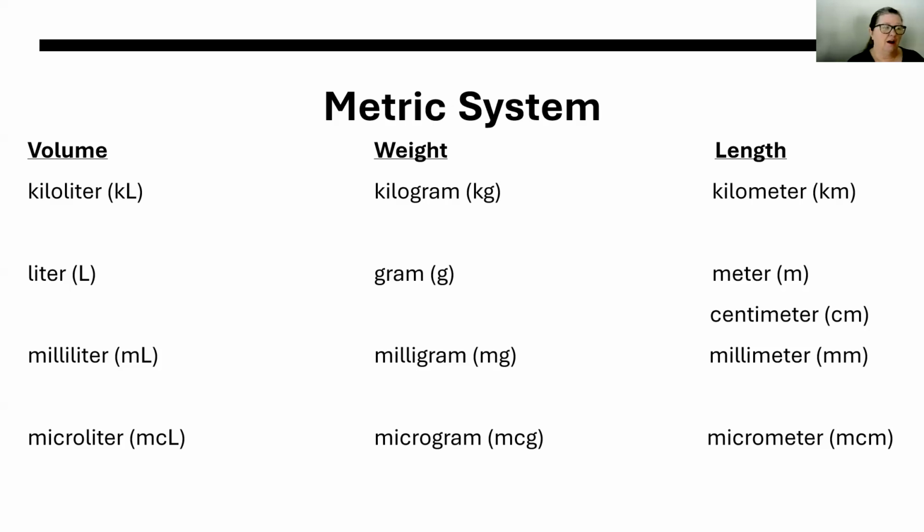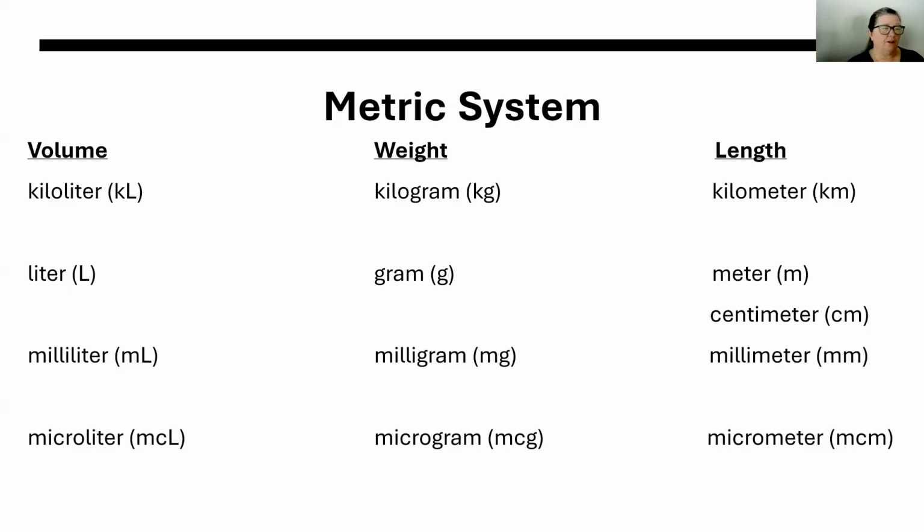what I have here is basically the 3 different types of measurement we do in the medical field. So volume, weight, and length. And then I have the various units of measurement in the metric system, going from the largest unit to the smallest unit for each of those. Not only written out, but what the abbreviations are.